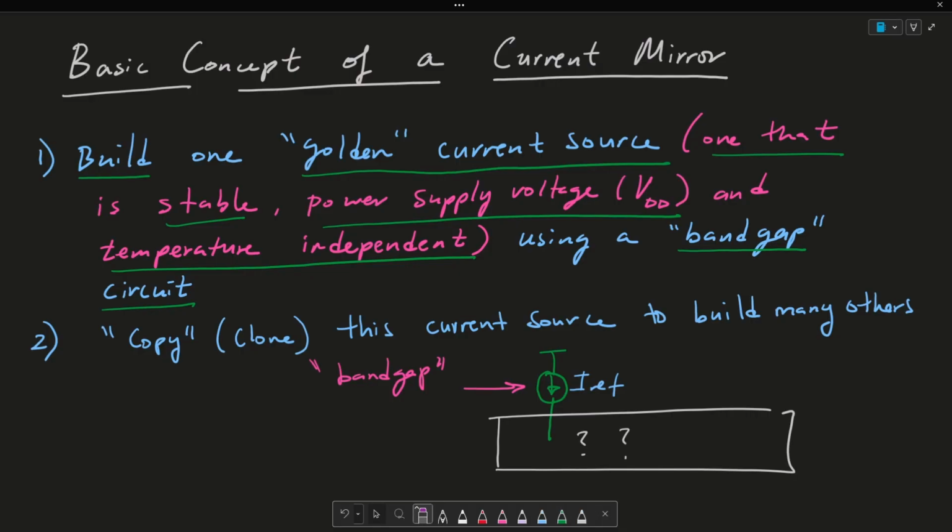And basically the second step is to copy or clone this current source to build many others, or basically copy it into what's called Iout1 and maybe another current source, call it Iout2, and so on and so forth. And essentially these Iouts or mirrored currents are going to be power supply voltage independent and temperature independent. So I hope this makes sense in the direction that we're going.